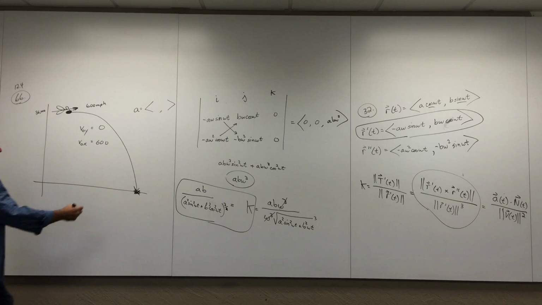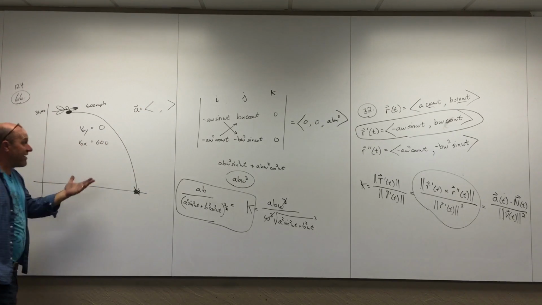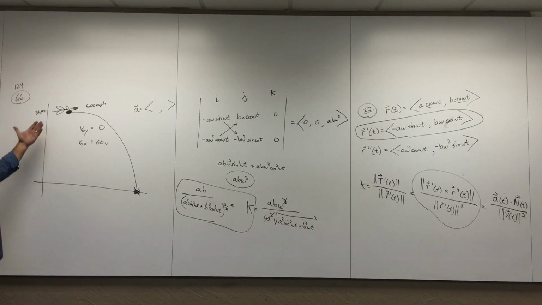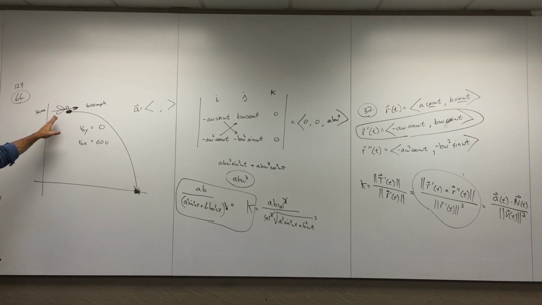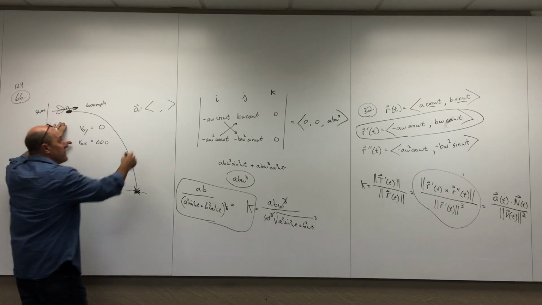What is the acceleration? 0, negative 32. It's gravity, and you just told me what that is. What is the acceleration acting? It's gravity. There is no acceleration from the plane. It's gravity, right? And it's 0, negative 32.